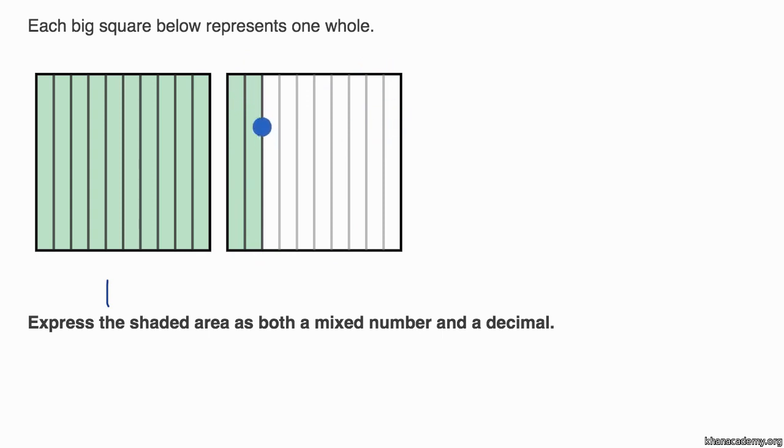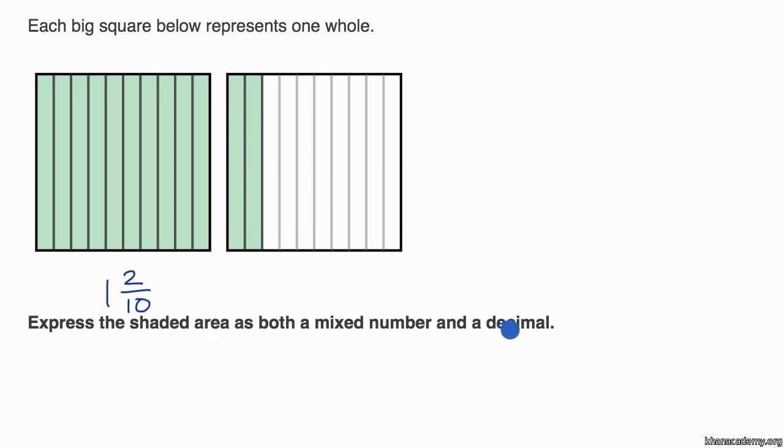So as a mixed number, we have 1, and then you have 2 of the tenths filled out. So this is going to be 1 and 2 tenths. And we're done. You can see here, this is split into tenths, and we filled in 2 of them.